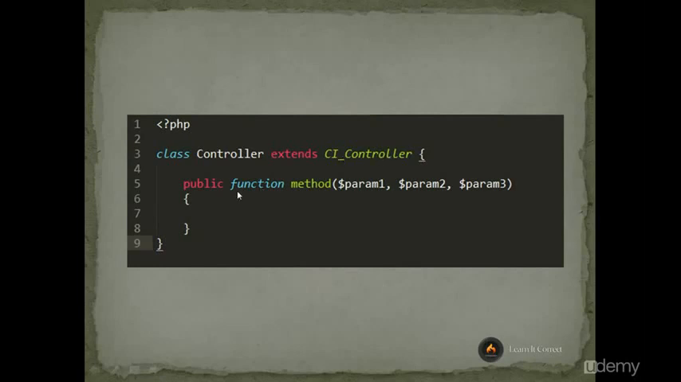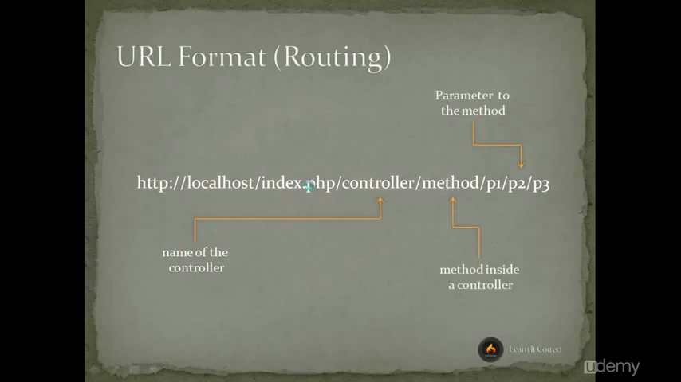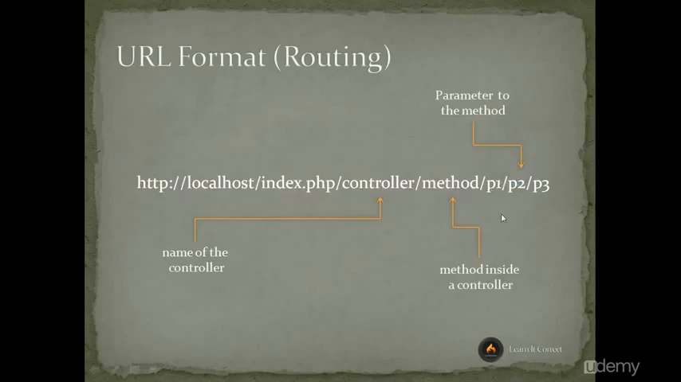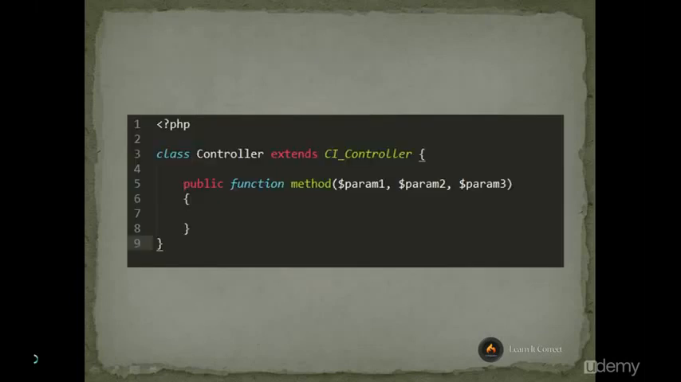And you have the function called method, and then these are the parameters, param1, param2, param3, and you can give values to param1, param2 and param3 by putting anything here. That's it, the routing works.